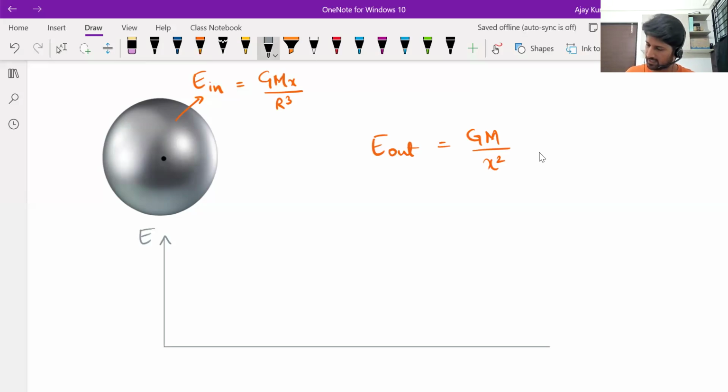So field strength on y-axis, distance from center on the x-axis. Up to distance equal to radius, the graph will have one nature. After that, the nature of the graph will change because the formula changes. Or you can say the expression for field changes. So the nature of graph will change. Okay, do this all of you. I'll give you all 2 minutes.